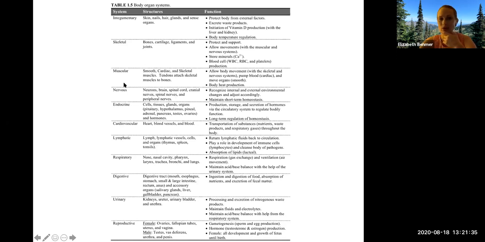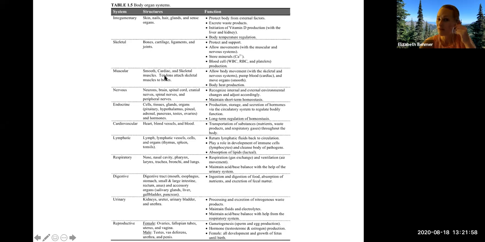Muscular system, so be able to understand the systems. What are some that are less common? So your integumentary system is your skin, hair, nails. So your skin, hair, and nails help with body temperature, vitamin D production, excreting waste products through sweating. Skeletal are your bones, cartilage, ligaments. They help to protect and support.